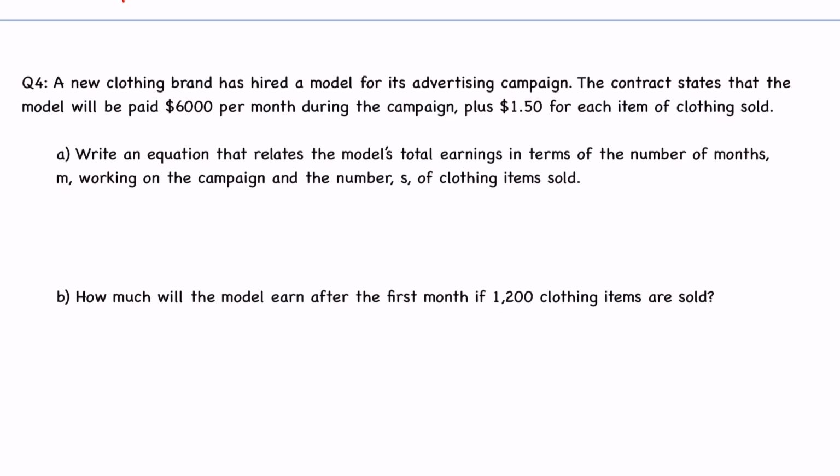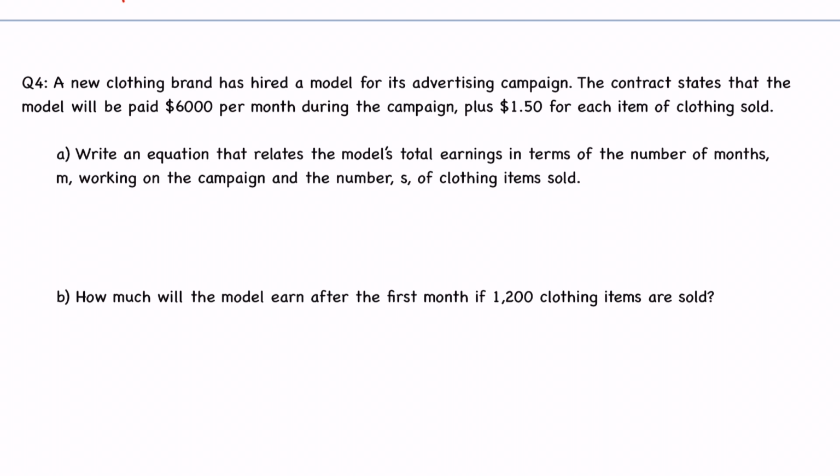Question 4 says a new clothing brand has hired a model for its advertising campaign. The contract states that the model will be paid $6,000 per month during the campaign, plus $1.50 for each item of clothing sold. Part A asks us to write an equation that relates the model's total earnings in terms of the number of months, M, working on the campaign, and the number S of clothing items sold.